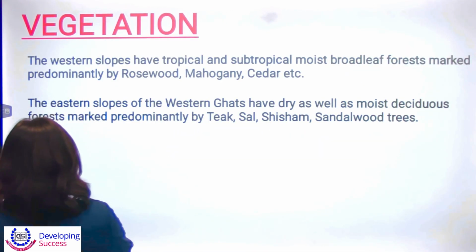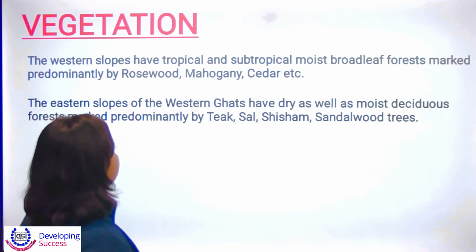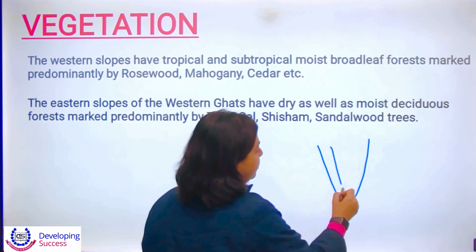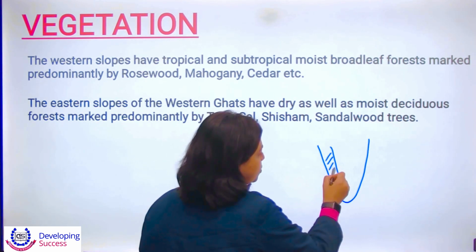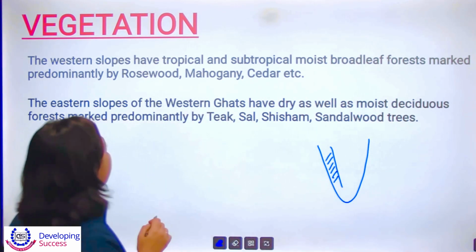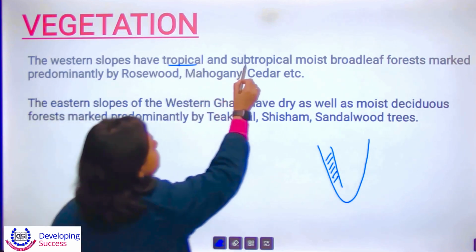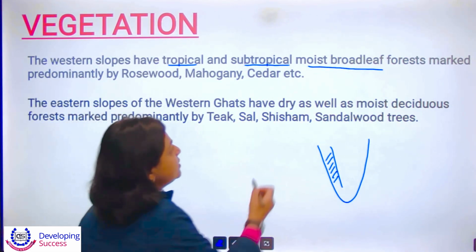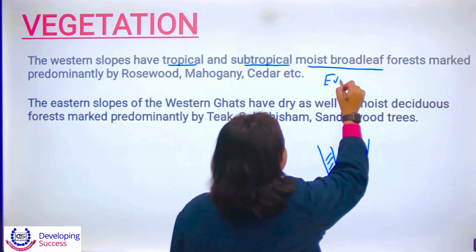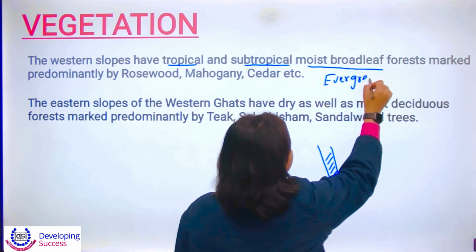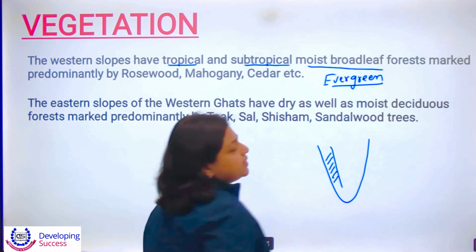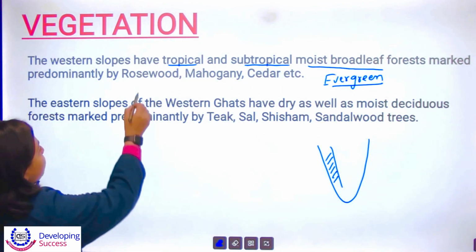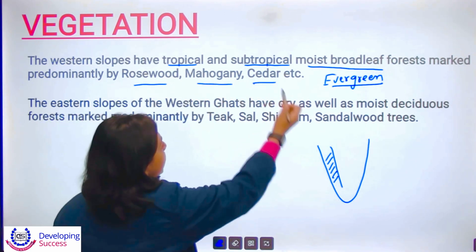So what about the vegetation of the Western Ghats? As you can see, the western slopes of the Western Ghats have tropical and subtropical moist broadleaf forest. That means they are evergreen in nature. They do not shed their leaves in any season. Examples they have given are rosewood, mahogany and cedar.